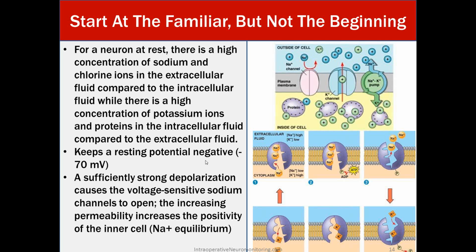So that's kind of the general number that's given out there. It can fluctuate, obviously, up and down depending on a lot of different factors. But for most textbooks or testing situations, minus 70 is kind of the repeating value that's given. A sufficiently strong depolarization causes the voltage-sensitive sodium channels to open. The increasing permeability increases the positivity of the inner cell, or the sodium equilibrium.